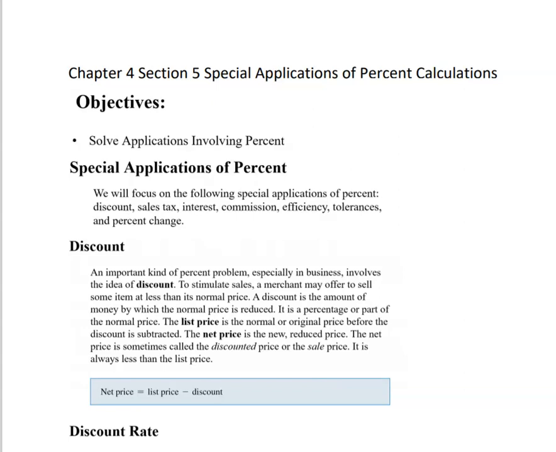To stimulate sales, a merchant may offer to sell some item at less than its normal price. A discount is the amount of money by which the normal price is reduced. It is a percentage or part of the normal price. The list price is the normal or original price before the discount is subtracted. The net price is the new reduced price. The net price is sometimes called the discounted price or sales price. It is always less than the list price.